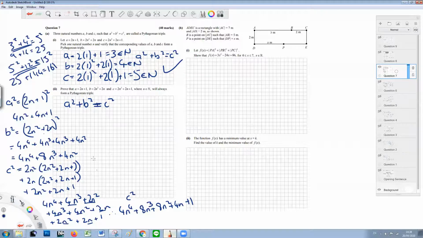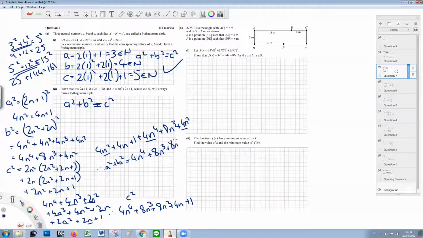And a squared plus b squared, so that's 4n squared plus 4n plus 1 plus 4n to the 4 plus 8n to the 3 plus 4n squared, is equal to 4n to the 4 plus 8n cubed plus 8n squared plus 4n plus 1. So both your sides match, so you are 100% correct. All right, nothing else to it really.